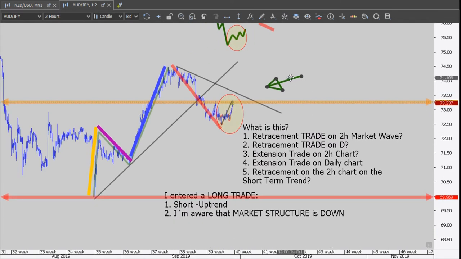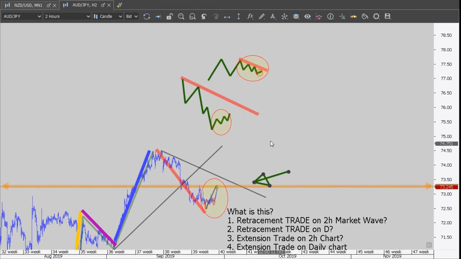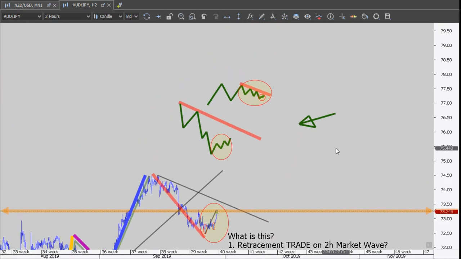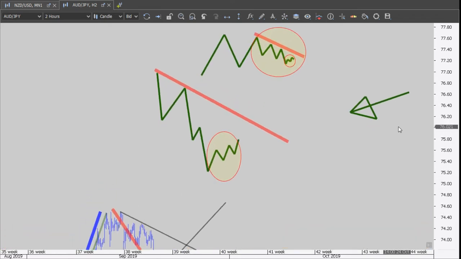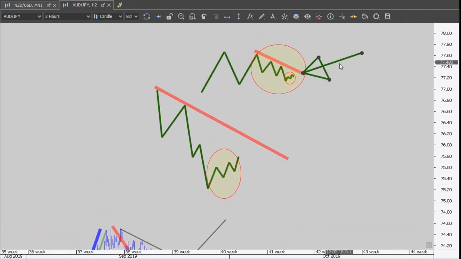What do you see? Do you see a retracement trade on the two hour market wave? Do you see a retracement trade on the daily? Do you see an extension trade on the 2 hour chart, on the 2 hour market wave? Or do you see a retracement trade on the 2 hour chart on the short term trend? The higher time frame commands the lower time frame. Yes, sir. So what are you going to do, Miguel? Because Victor is telling you, trade what you see. Should you go short or should you go long? What should you do?